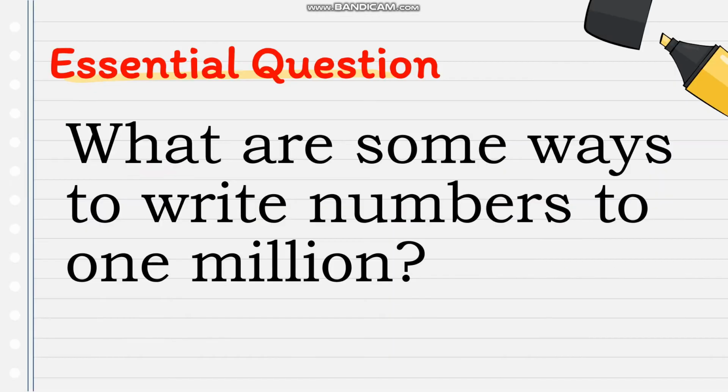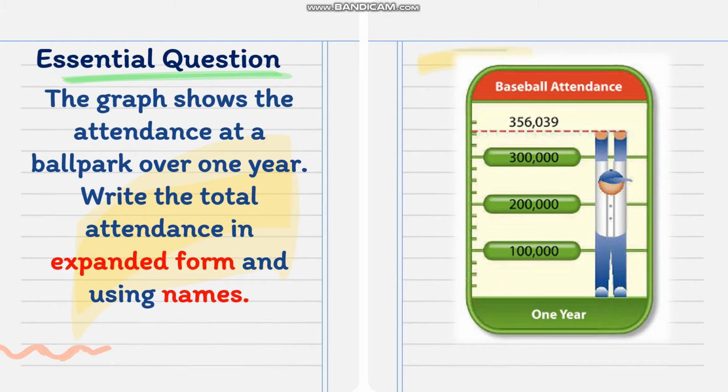What are some ways to write numbers to 1 million? Look at this. The graph shows the attendance at the ballpark over 1 year. Write the total attendance in expanded form and using names. Again, when we say using names, it means this is what we call the word form.